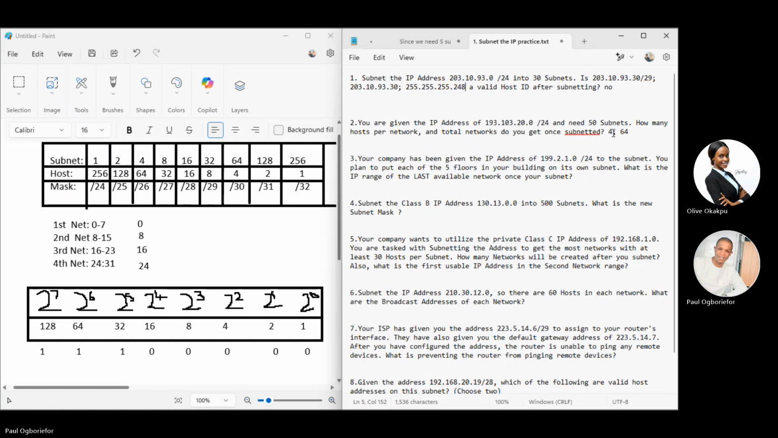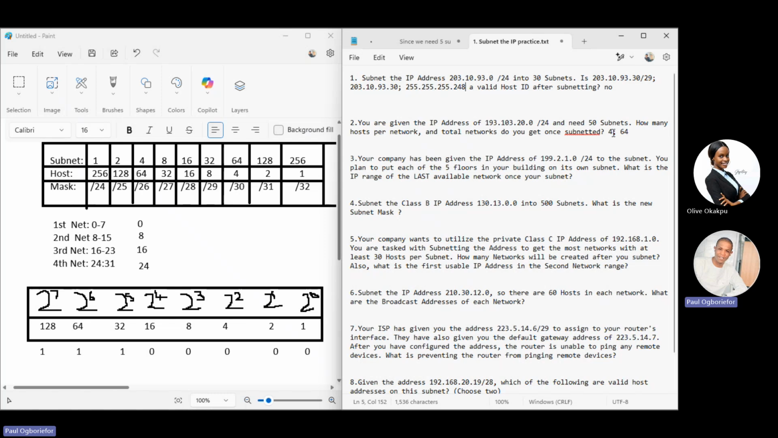5 networks. So that means we'll have to do the one for 8. So each of the networks will have 32 hosts. If I want to answer this question, it's very easy. Like I've gotten my answer. Do you know how I will get my answer? Without solving, already I know that the first network will start from 0 to 31.